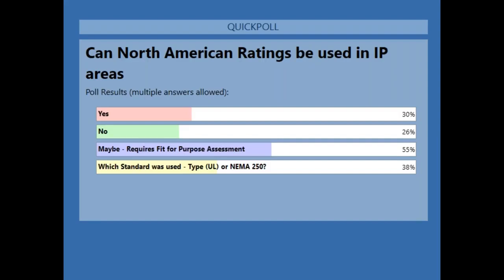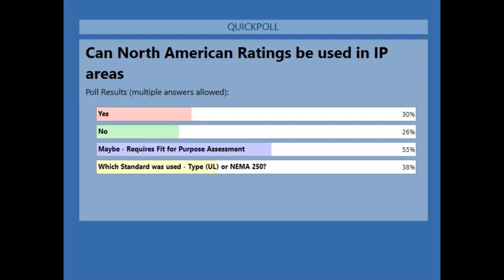Now, the most correct answers are maybe. And which North American standard was used? It has been found within industry that IP or NEMA 4 or NEMA 4X is sometimes IP54 all the way up to IP66.